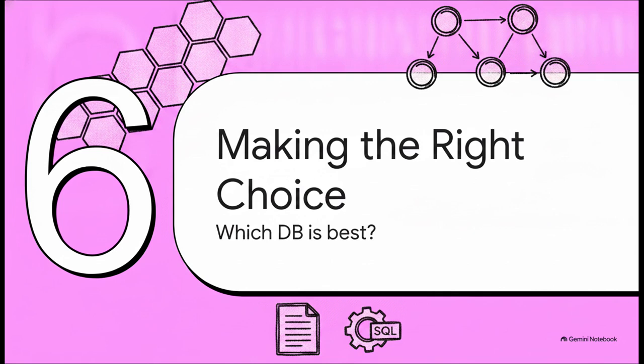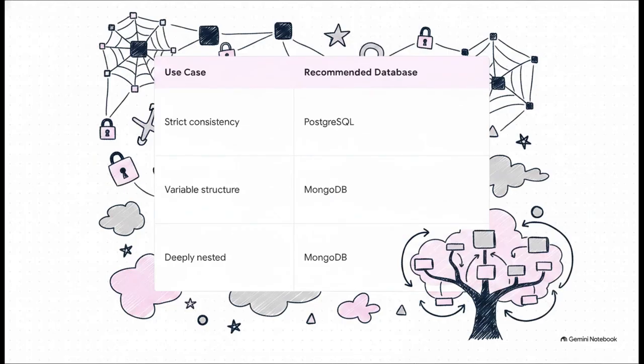Finally, Section 6, making the right choice. Now, to be clear, you don't just throw out SQL completely. That is definitely not the goal here. You absolutely choose a relational database like PostgreSQL when your application demands strict enforced consistency across interconnected tables. But you definitely choose MongoDB when your data structure naturally evolves, is highly variable, or contains deeply nested information that you want to access as a single unit.